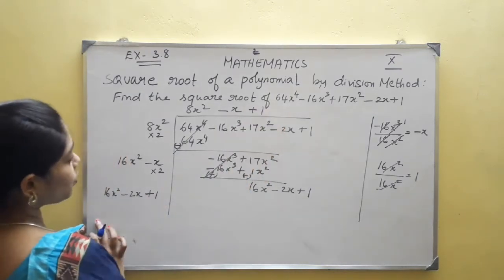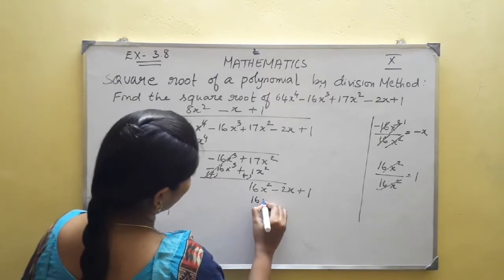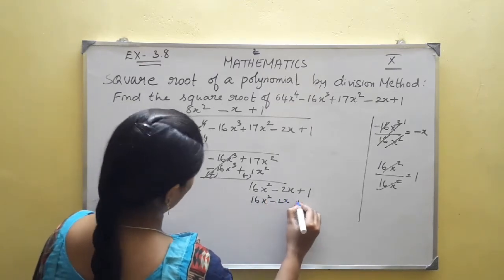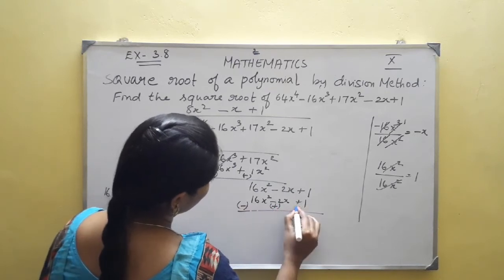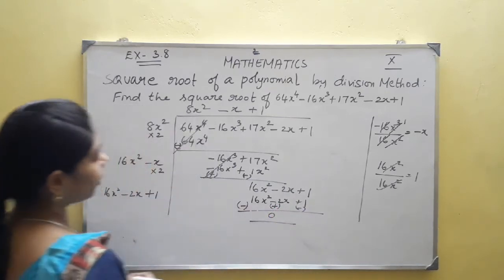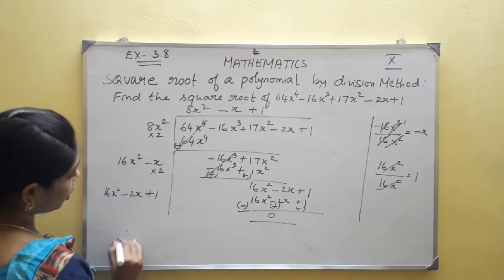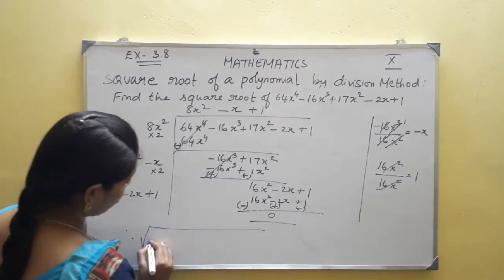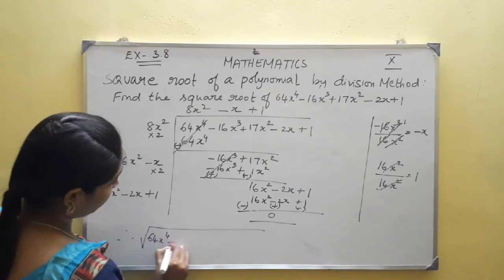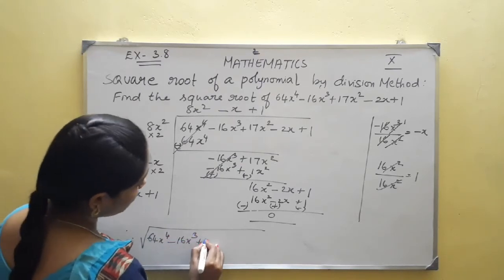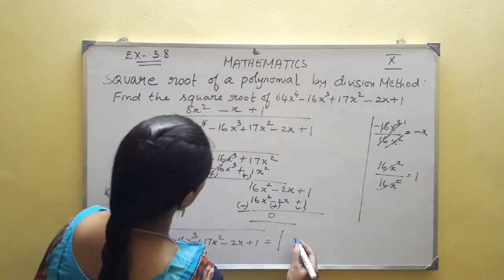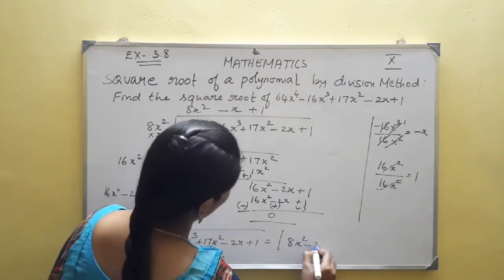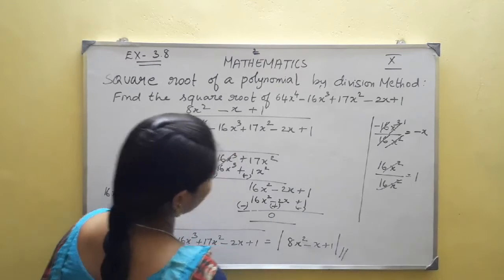1 multiplied with this polynomial gives you again 16x square minus 2x plus 1. If you change the sign, it gives you remainder to be 0. Conclude your solution. Therefore square root of 64x power 4 minus 16x cube plus 17x square minus 2x plus 1 equals modulus of 8x square minus x plus 1.